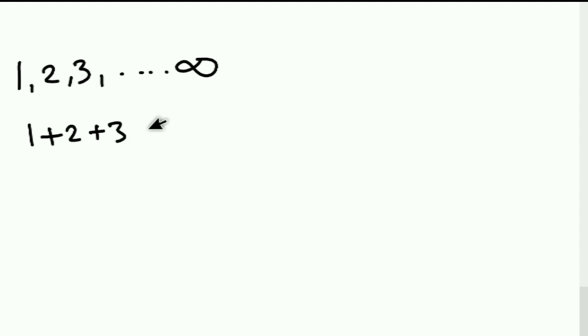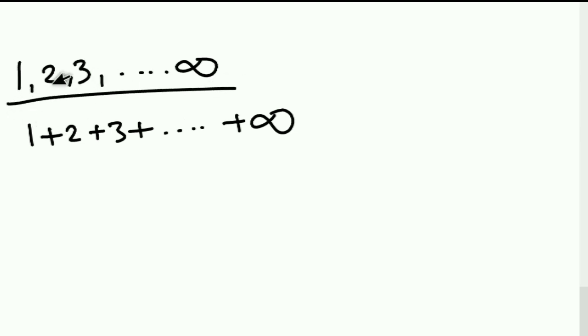Your sequence can be like this: 1, 2, 3, and this can go till infinity. And what will be the series? Series will be 1 plus 2 plus 3 plus dot dot dot, and we can add it till infinity. So a sequence is a sequence of numbers, and a series is the summation of the elements of the sequence.